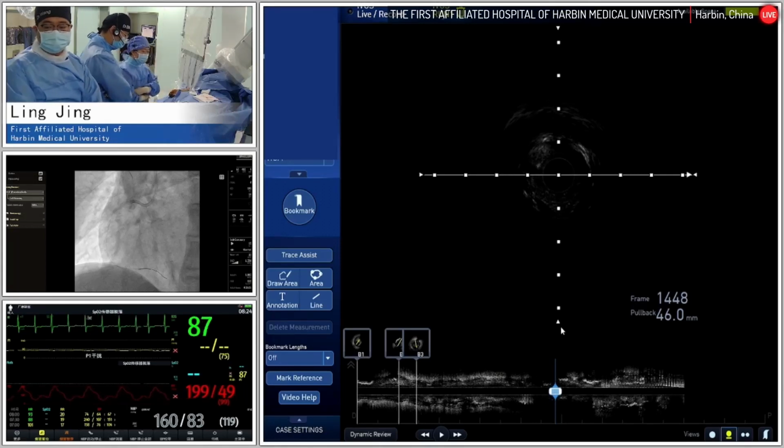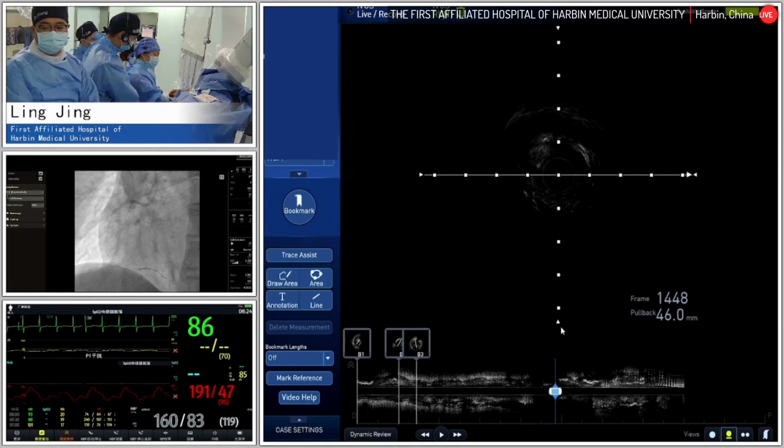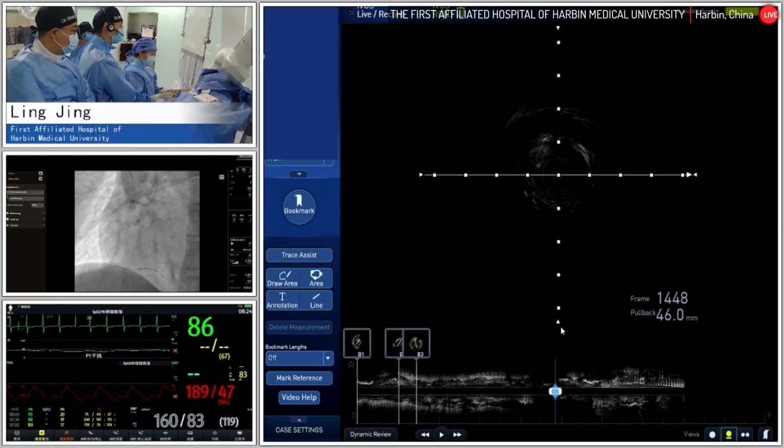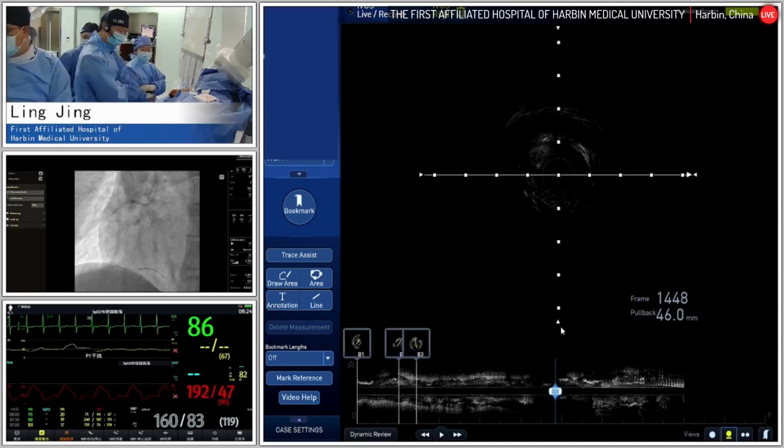However, the plaque burden is very high, so maybe some scoring balloon, either a cutting balloon or an SB balloon, could be applied. Otherwise, it's difficult to put in the stent. So maybe 2.0 cutting, 2.0, yes, or an SB balloon is okay.